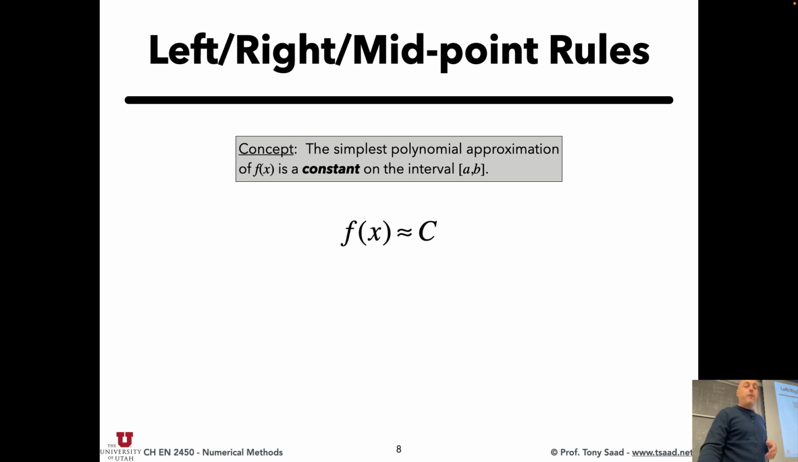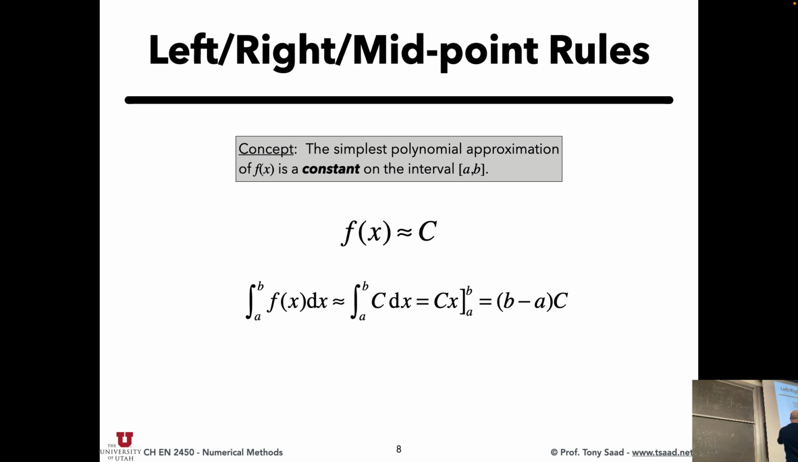You're going to say that f of x is approximated by a constant, and then you substitute that constant into the integral, right? The constant comes out, and then the integral of f of x between a and b is simply that constant times the width of that interval, b minus a, okay? We haven't chosen the constant yet, all right? We have not chosen the constant yet. There are a few ways to choose it.